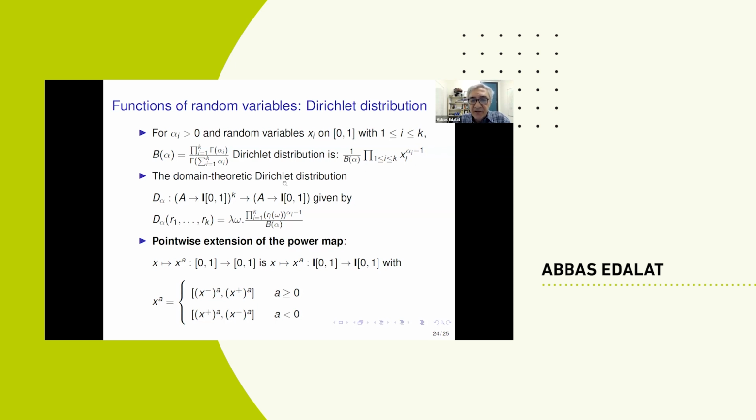So we get a domain-theoretic version of this Dirichlet distribution by just taking the extension of this map into the domain of intervals. So we get a simple extension. It's a pointwise extension of the power map that we need, because here we are taking the power map for a fixed exponent. We have to take x to the power of an exponent, and that has a simple extension. Anyway, so we can capture this.